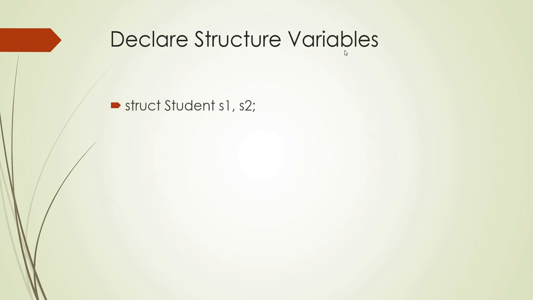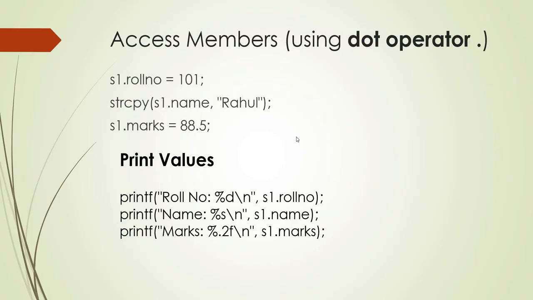Declare structure variables. How to declare structure variables is similar: the struct keyword followed by the name of a structure followed by variables. Here also you can give n number of variables. With these variables S1 and S2 only, you can access the members present inside a structure. So how to access them?